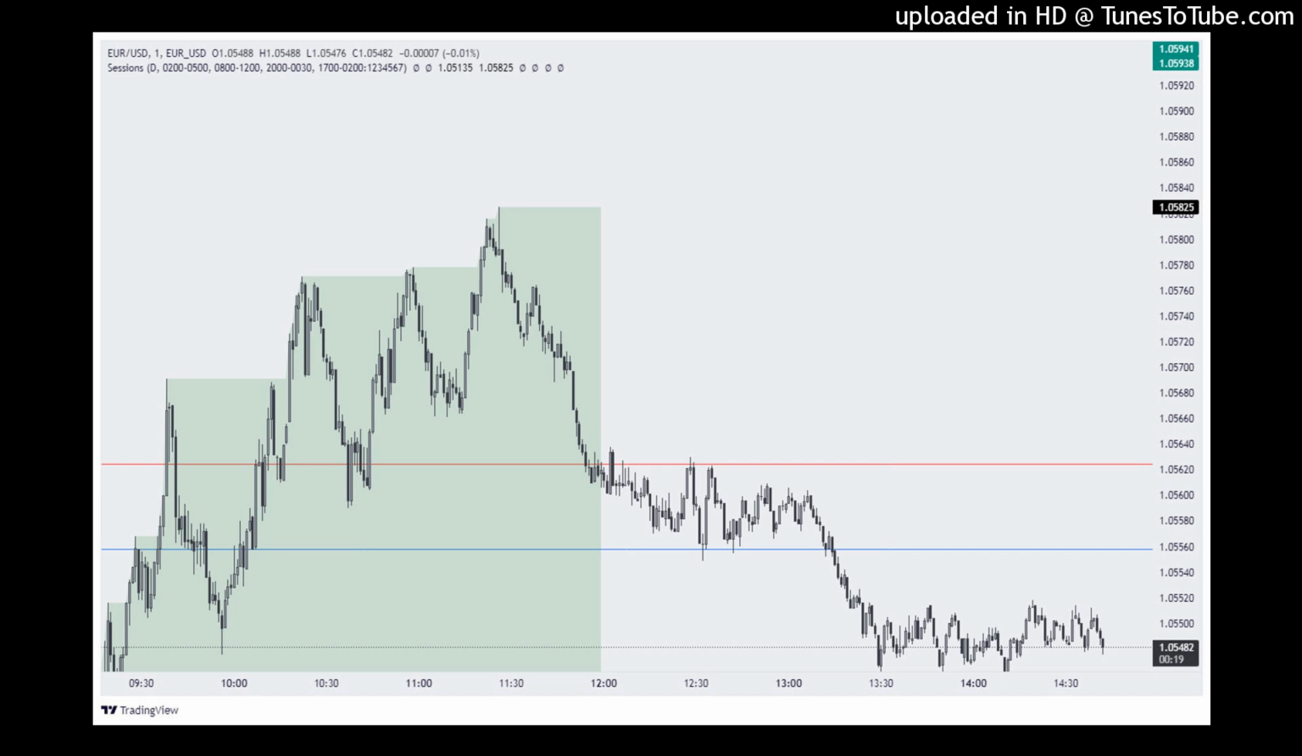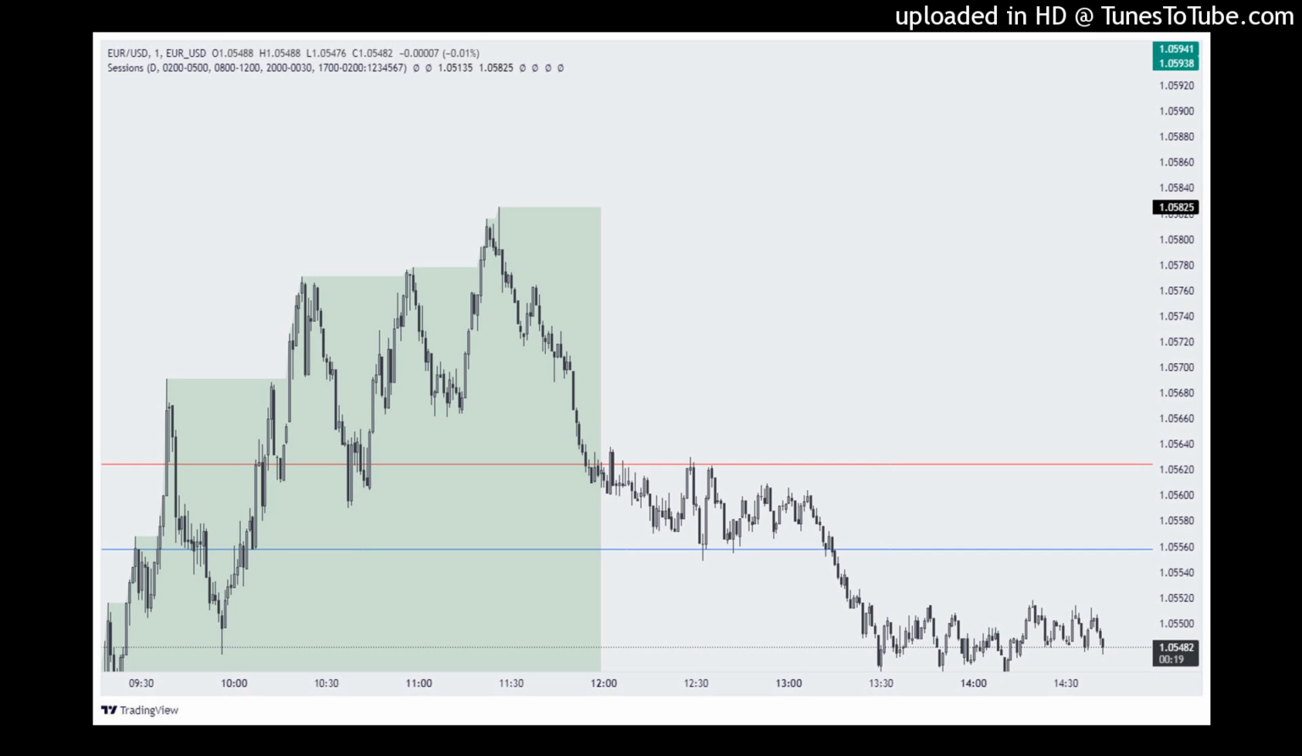GBP, US dollar, let's see. What are we doing? We have reached that monthly fair value gap right there. That is of course resistance. So take that into account. That we have also this weekly order block that we've also reached. Also resistance. So we're running into quite some resistance.